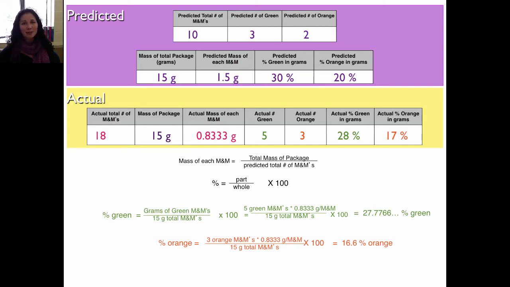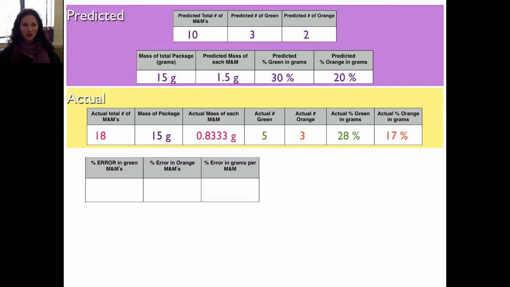Remember, at this point, I'm not worried about significant figures. I'm just doing some calculations. Percent error is a really important thing to know about, especially for our laboratory. Percent error is the difference between the actual value and the predicted value.